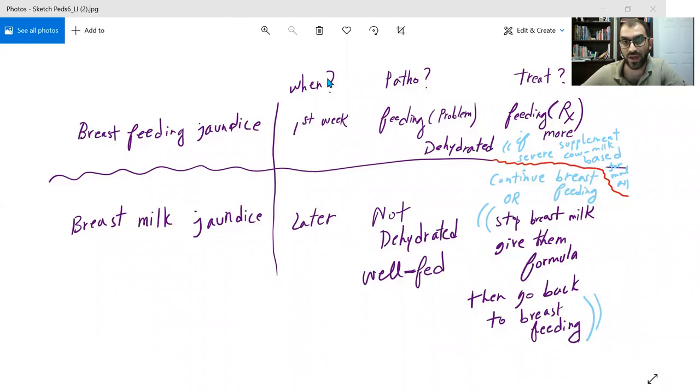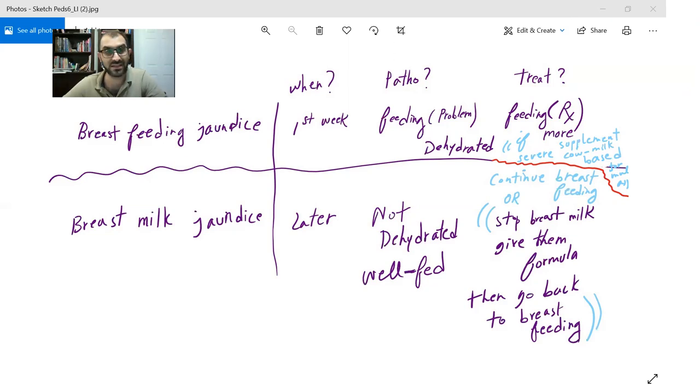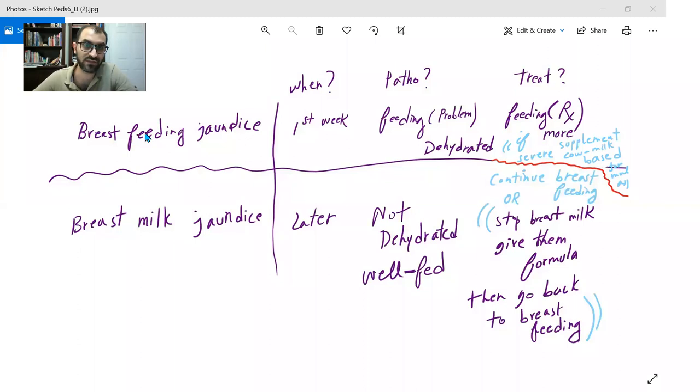Ladies and gentlemen, when does it happen? What is the pathophysiology and what is the treatment? Based on one or two UWorld questions, I modified this sketch a little bit. Those modifications and additions came from a table from UWorld as well. So for breastfeeding jaundice and breast milk jaundice: when does it happen, what is the pathophysiology, and what is the treatment?